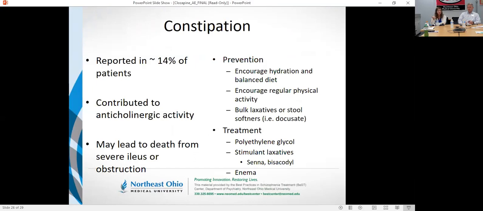So we would be looking at things like osmotic laxatives, like the polyethylene glycol, moving to stimulant laxatives like the senna and bisacodyl, or potentially using enemas. Of those three, the polyethylene glycol is the one that's recommended if we do need to use something chronically.